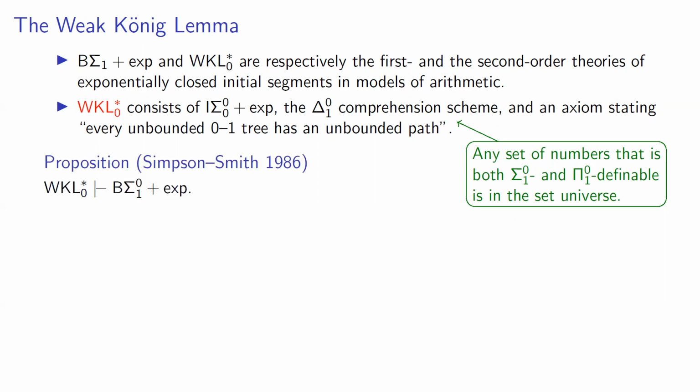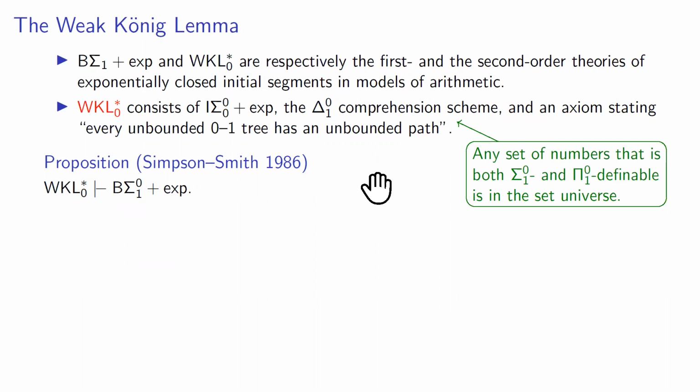The first thing to note is that WKL0 star proves B sigma 0,1 plus exp. Note that in the definition of WKL0 star, I only have I sigma 0. This is weaker than B sigma 0,1, but with the other schemes, with the delta 0,1 comprehension and WKL, we are able to get a little more induction out of it. Actually, you can prove the B sigma 0,1 using delta 0,1 comprehension. You can also prove the B sigma 0,1 using the weak Konig lemma. You get two different proofs of it.